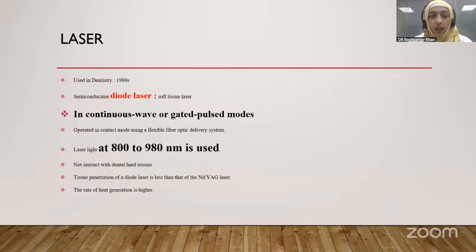Now laser. The routinely used laser here is a diode laser, which was introduced in the year 1980, which is a soft tissue laser. It is used in continuous wave or gated pulse mode. The power used can be 5 to 10 watts. And the range of light used here is 800 to 980 nanometers.